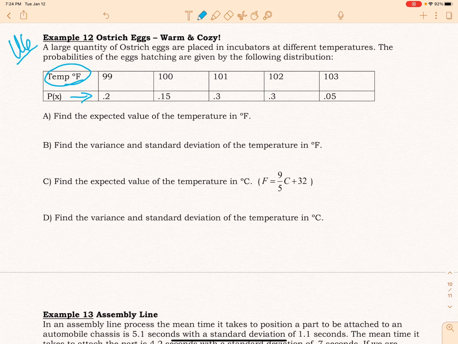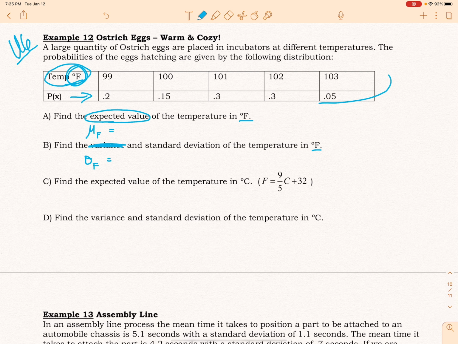The first thing I want to do is to remind you that when I'm asking for the expected value, I do want the mean. And of course, this is given to you in degrees Fahrenheit. So the mean in Fahrenheit, we're going to find in Statplet here in just a moment. And then for part B, we're finding the variance and standard deviation of the temperature in degrees Fahrenheit. So degrees Fahrenheit is where we're working. We're not going to worry about the variance for now because we don't really need it for this particular problem. So I want to find the mean and standard deviation for Fahrenheit.